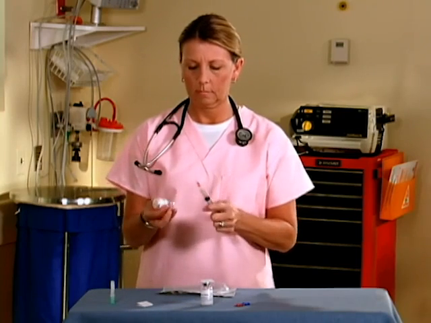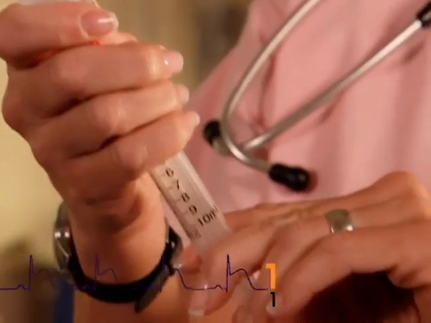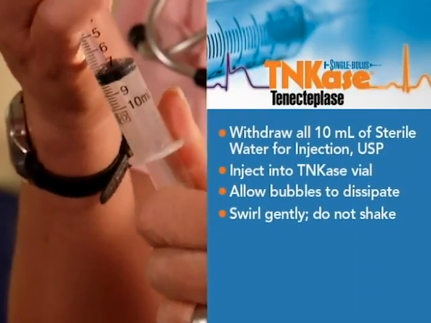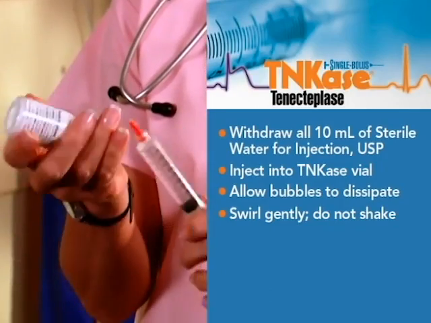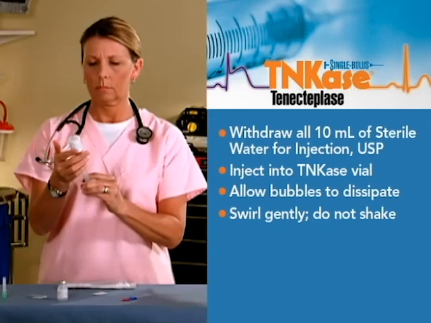Then insert the red hub cannula into the diluent vial and aseptically withdraw all 10 milliliters of sterile water for injection. Do not use bacteriostatic water for injection USP. Inject the entire contents of the syringe into the TNKase vial, directing the stream of diluent into the powder.